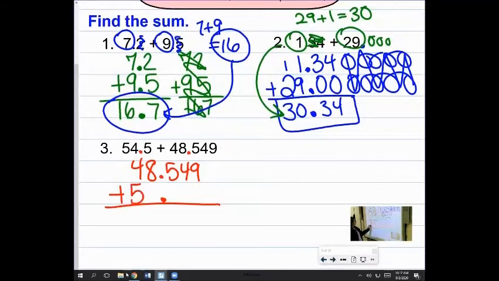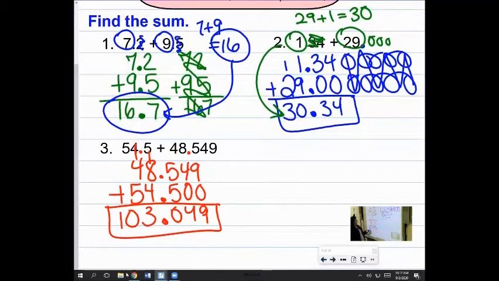Line up my decimals. Go ahead and put my 54.5. Lined up my decimals, bring my decimal down, and then I'm going to add my annex zeros, and then you do the same process. 9, 4, 10, carry the 1, 12, 13, carry the 1, and then that's 10. 103 and 49 thousandths is your answer.